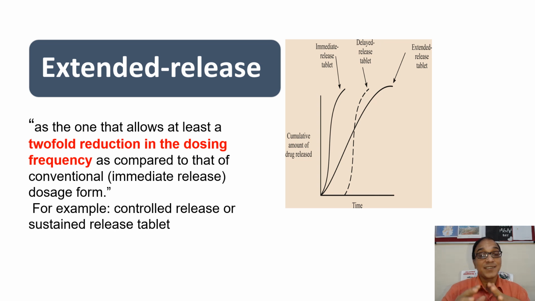Now we are discussing the two types. The first type of modified release dosage form is the extended release dosage form. It can be defined as the one that allows at least a two-fold reduction in the dosing frequency as compared to that of conventional or immediate release dosage form. For example, the controlled release or sustained release tablet. In the USP, there is no difference between controlled release or sustained release; it comes in the definition of extended release.